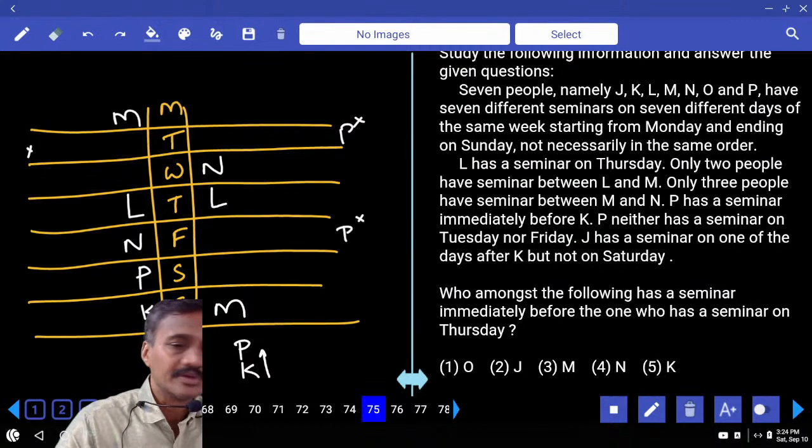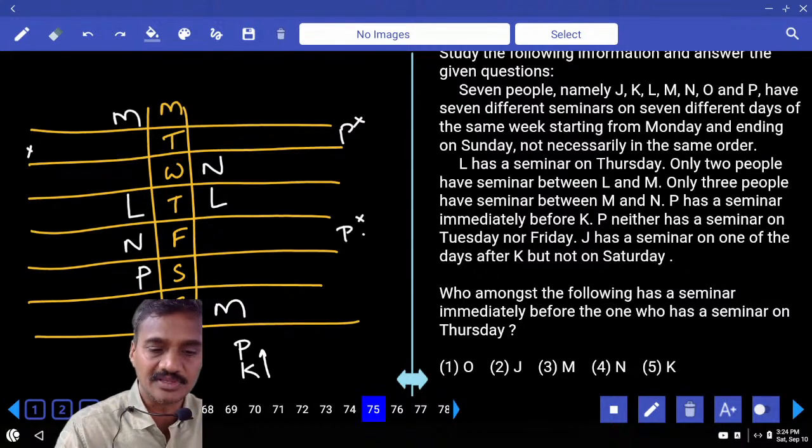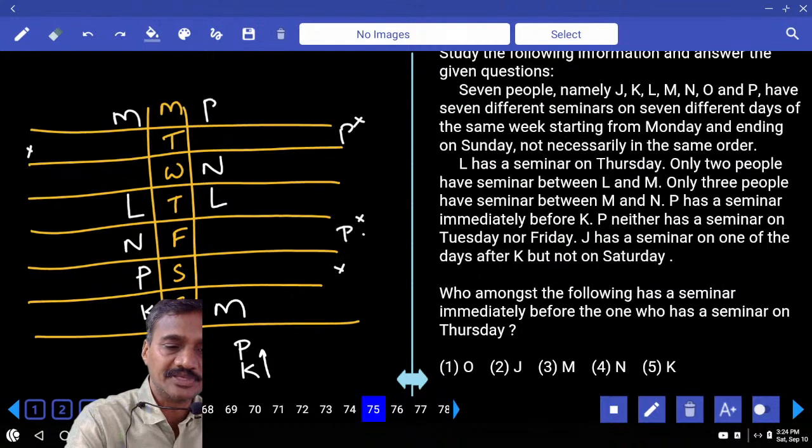Now in this case, P cannot be on Friday, cannot be on this one, and so P is here.